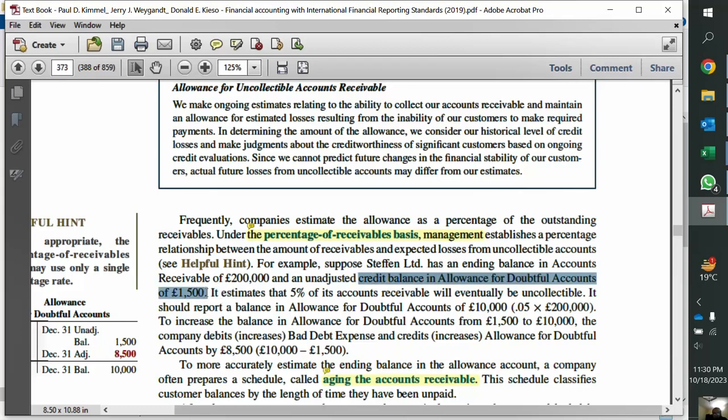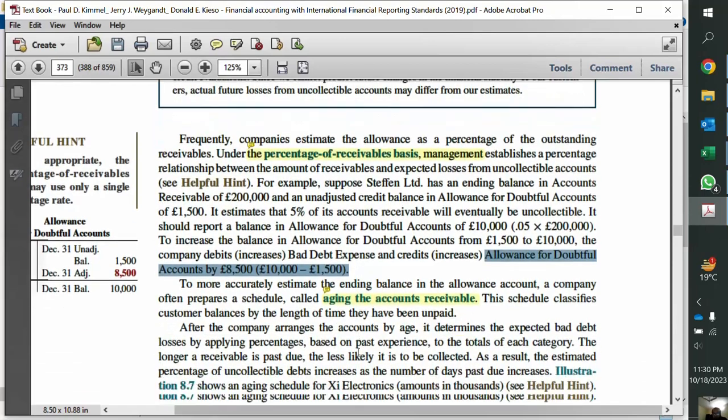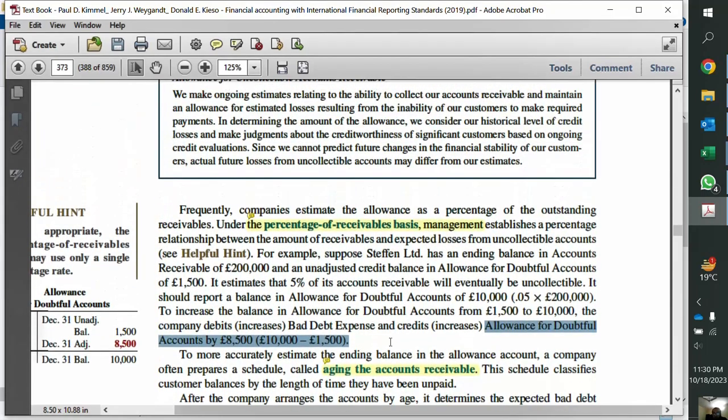So by how much amount should I record the entry to make it 10,000? I should record it by 8,500. This is how we calculate by how much amount we should record the entry. When we record the entry of 8,500, we will debit the bad debt expense by 8,500 and credit allowance for doubtful accounts, or allowance for uncollectible accounts, by 8,500, so that the bad debt expense will become 8,500.